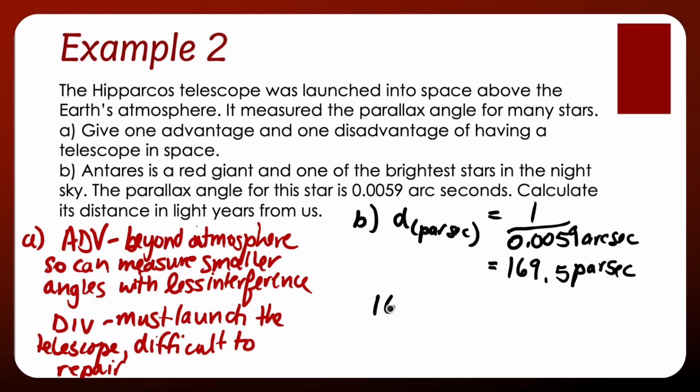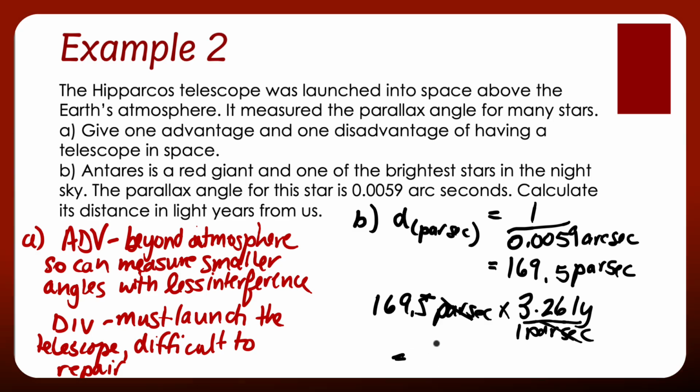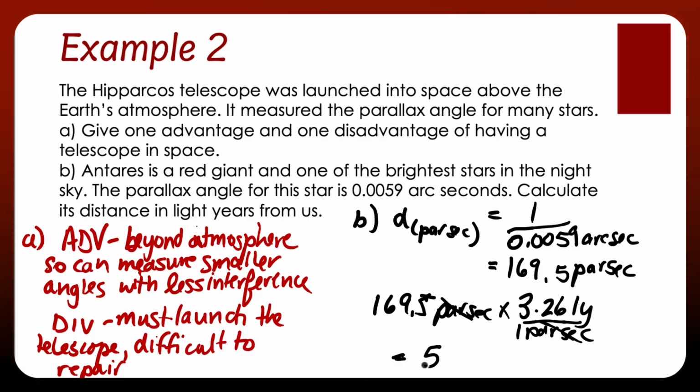So 169.5 parsecs times 3.26 light years per parsec. That gives me a total answer of 550 light years.